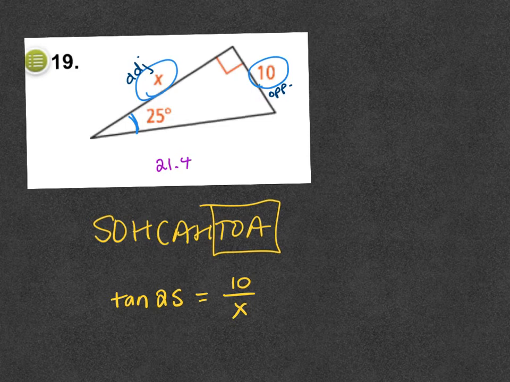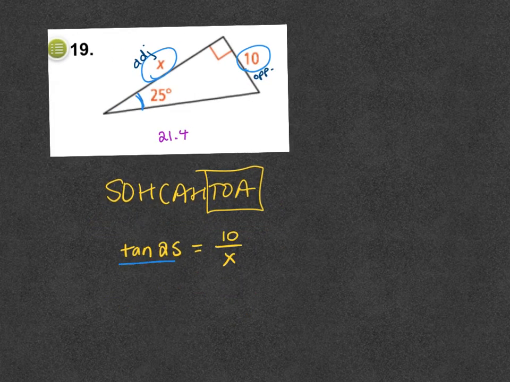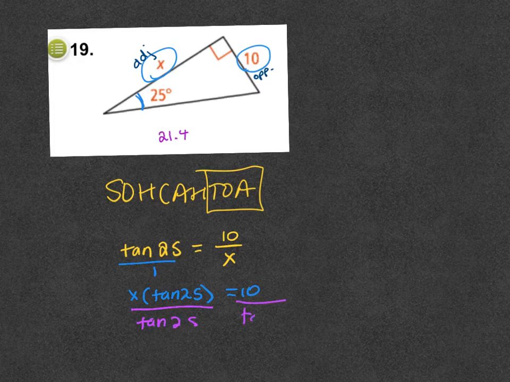So then I put them both into fraction format. This goes over 1. Cross multiply: x times the tangent of 25 equals 10. Divide both sides by the tangent of 25. And then I would do 10 divided by tangent 25, and I get 21.44, which rounds to 21.4.